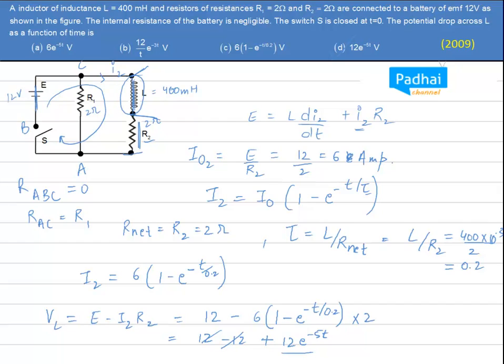So this was a relatively easy question, but you have to know the concept of how to calculate the time constant, and what the potential drop across the inductor is. And this formula as well, for the current flowing through the inductor while charging, should be known.